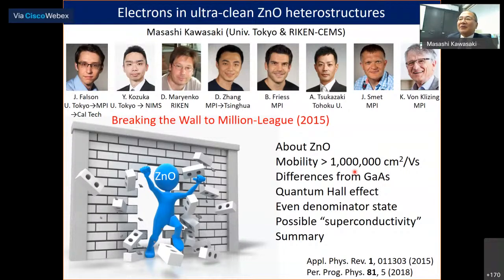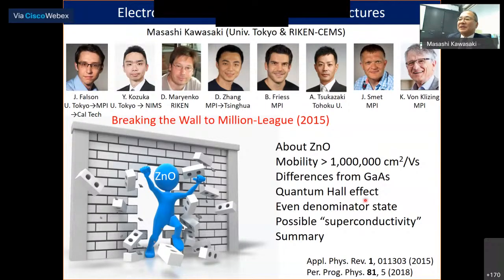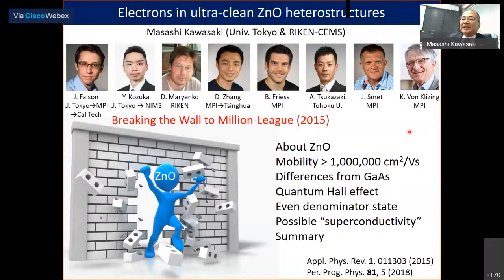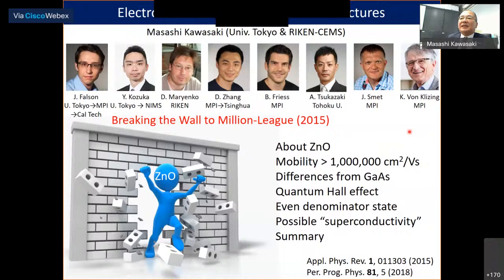Okay, let me talk on zinc oxide, which is thought to be a boring wide bandgap semiconductor, but this is not true. So we can enjoy very nice correlation physics. Okay. So those are my colleagues working together. Key player is Joseph Falson, and we have been working on zinc oxide for like 25 years since my very young age.